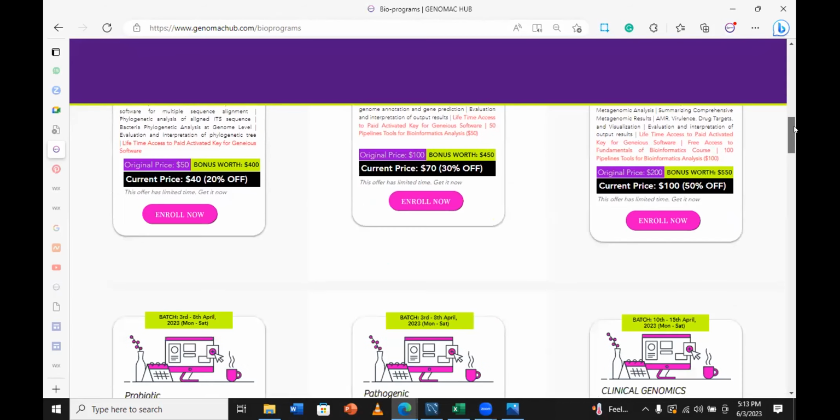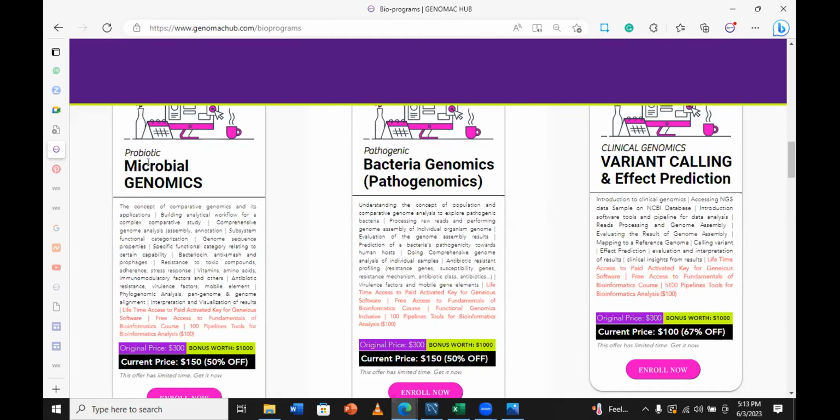So we also have microbial genomics, where you explore bacterial topics like probiotics. So we just learned on probiotics. In probiotics, you learn how to do genome annotation, gene prediction, functional categorization, toxic compounds, adherence, stress response, vitamins, amino acids, immunomodulatory factors, antibiotic virulence factors, and so much more.